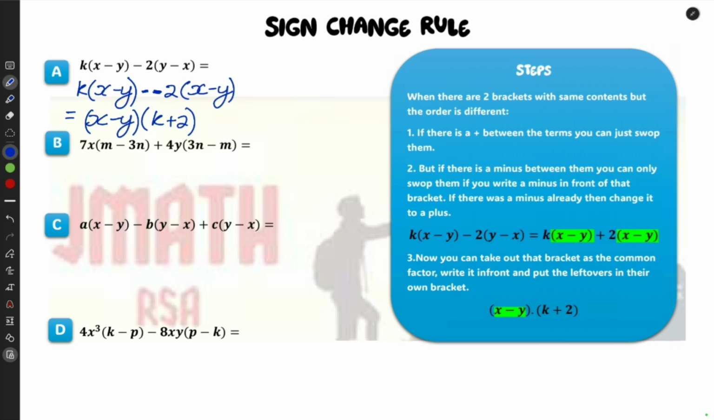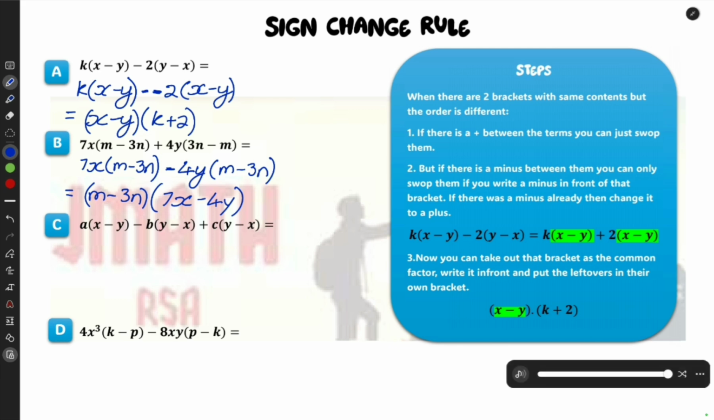Question B. So now, once again, the brackets look the same except for the order. So m minus 3n. And then this becomes a minus, because I'm taking out a minus, and a minus times a plus is a minus. M minus 3n. Now, for my final answer, taking out one of those brackets from each term, and then what is left is 7x minus 4y.